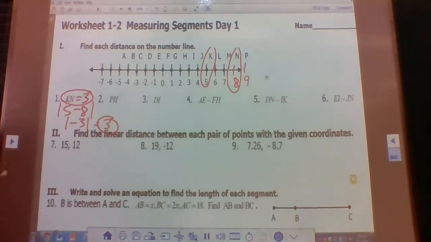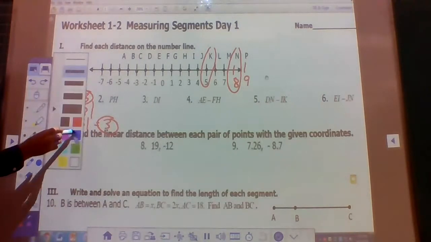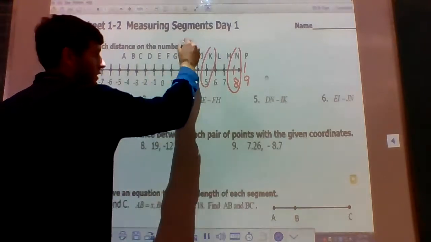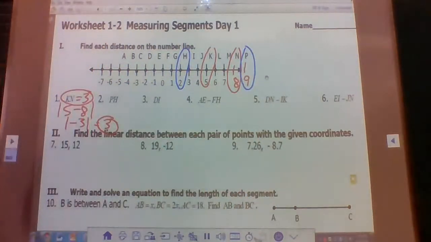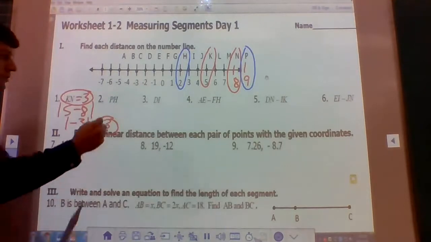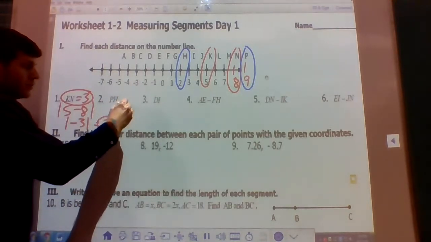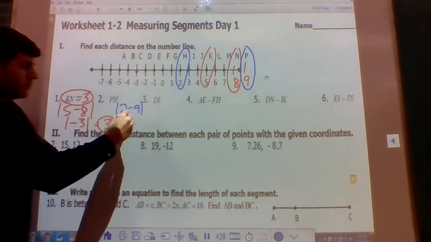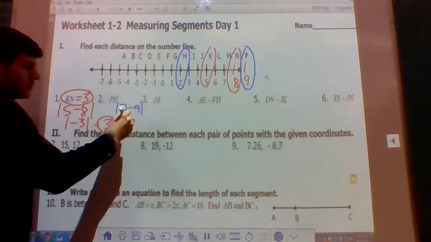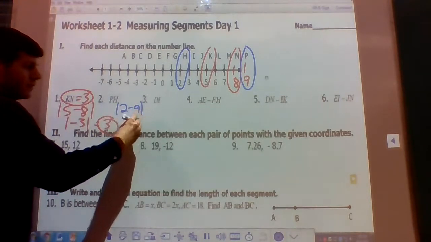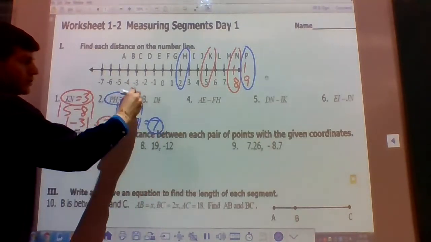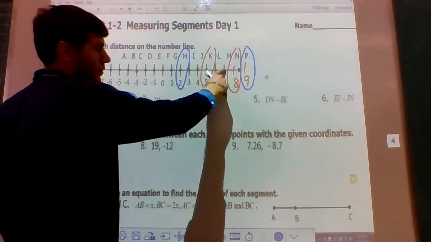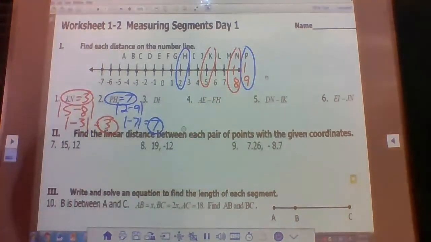Okay, the second one is PH. So here's H and here's P. So the absolute value of the difference, 2 minus 9, is going to be -7. So the absolute value of -7 is 7. Again, you can just count 1, 2, 3, 4, 5, 6, 7.